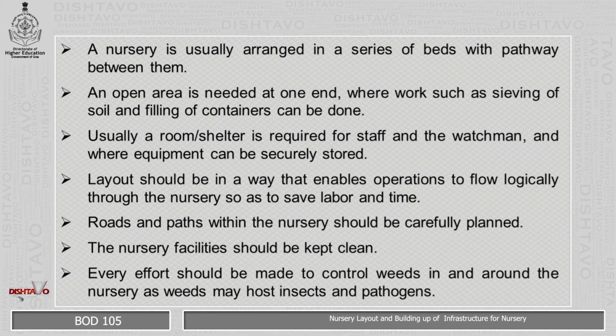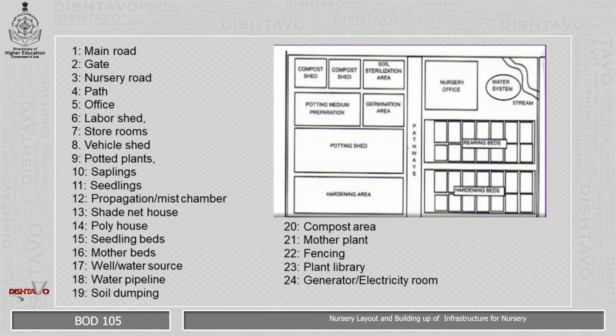And this is a model layout of a nursery wherein we can see various beds of the nursery which are kept in rows, and there are paths in between, and then various kinds of plantlets are raised in these beds. We can have beds which are more protected, and maybe a shade is provided, which are hardening beds, and then the hardened plants can be transferred to the rearing beds.